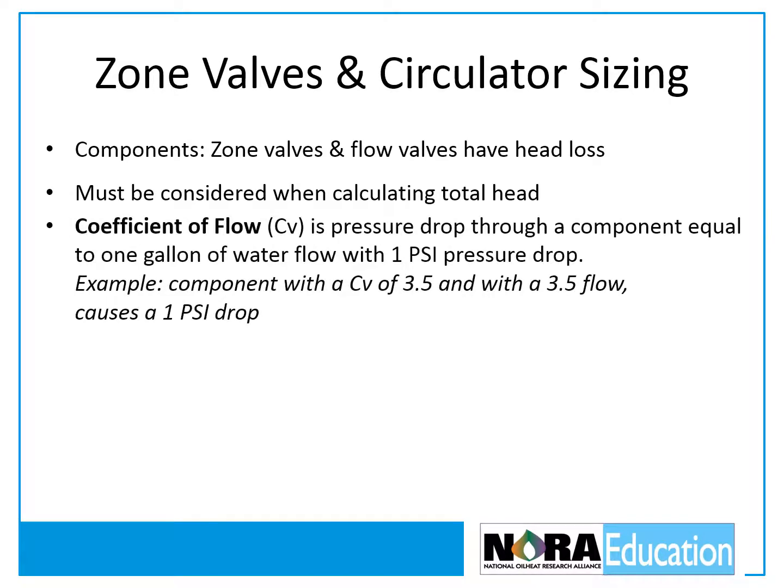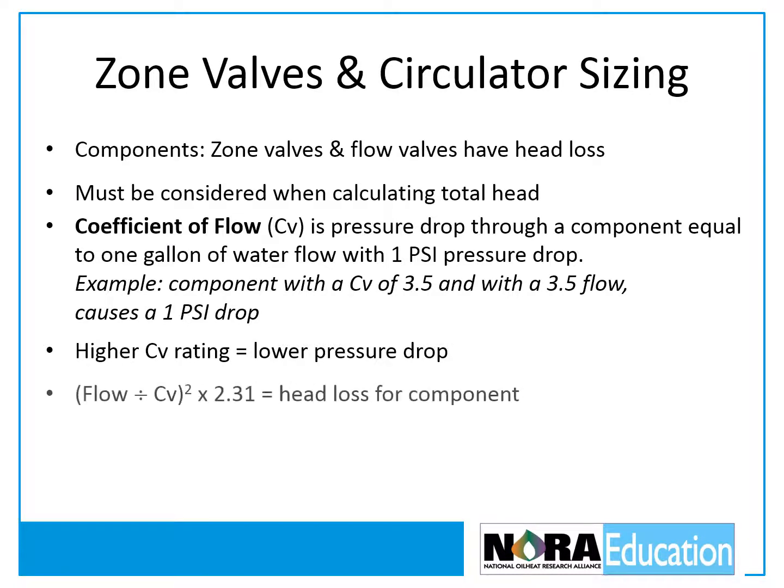So we do that by starting with the coefficient of flow. And that is the pressure drop through a component which is equal to 1 gallon of water flow at 1 psi pressure drop. So for example, a component with a CV of 3.5 and with a 3.5 flow will cause a pressure drop of 1 psi. Now the higher the CV rating, the lower the pressure drop is. So we come up with the head loss for the component using this formula, which is flow divided by the CV factor multiplied times itself, or squared, times 2.31.